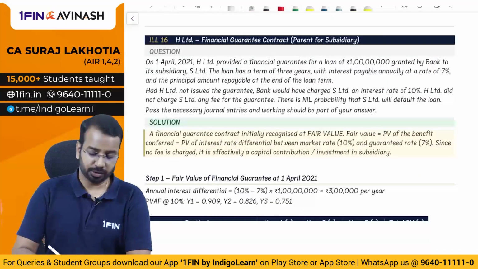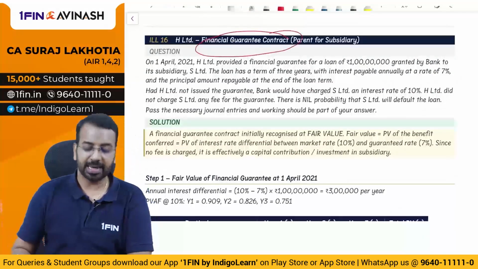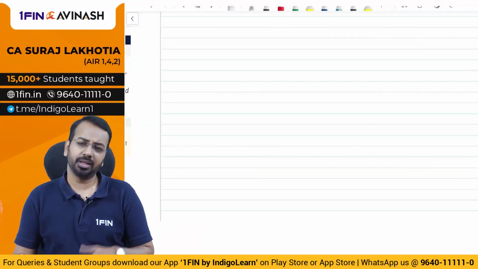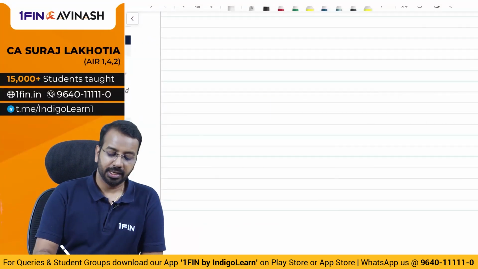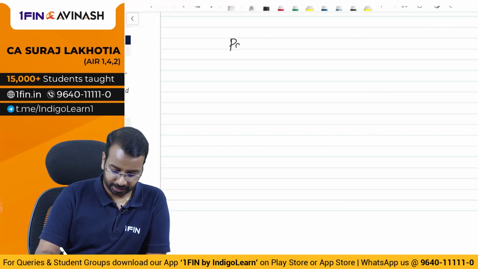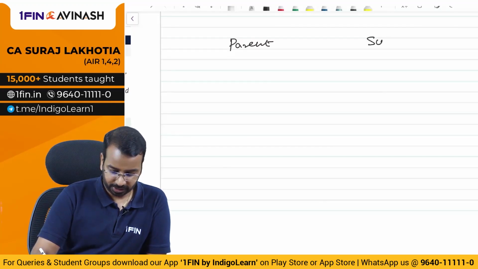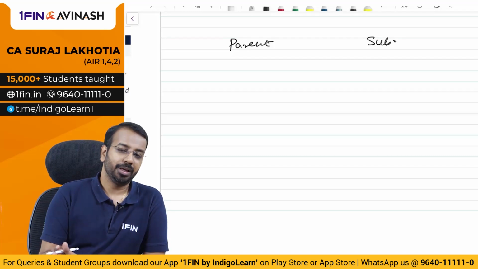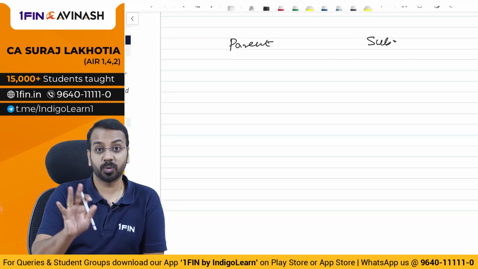Let's have a look at the next question. This one is on financial guarantee contract. Again, how do we account for it? I'll give you a very simple example and based on that we'll be able to understand. Let us say we have a parent entity and there is a subsidiary entity. See, I am giving you this explanation from examination point of view. In actual classes we go in much more depth.